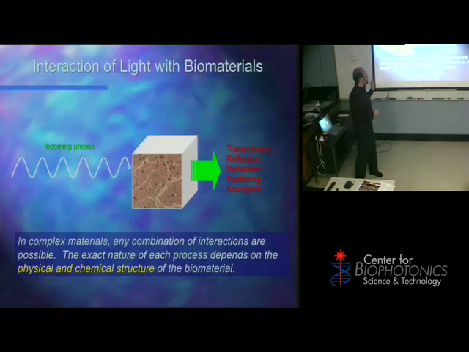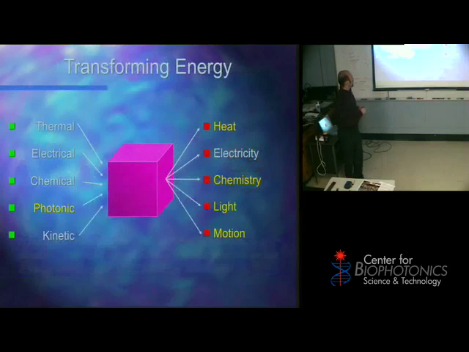The exact amount, or how these things work out in the material, is going to depend on the physical and chemical structure of the biomaterial you're interacting with. Okay? So you can have photons interacting with the matter and they can cause heat. You can heat something up by having the light interact with it. Can you give me an example that you feel, hopefully on a regular basis? Sun. Makes you feel warm. Okay, you can have photons going in causing chemistry to happen.